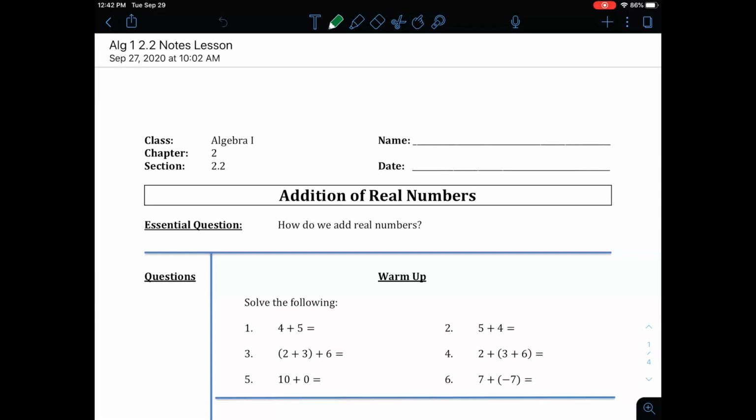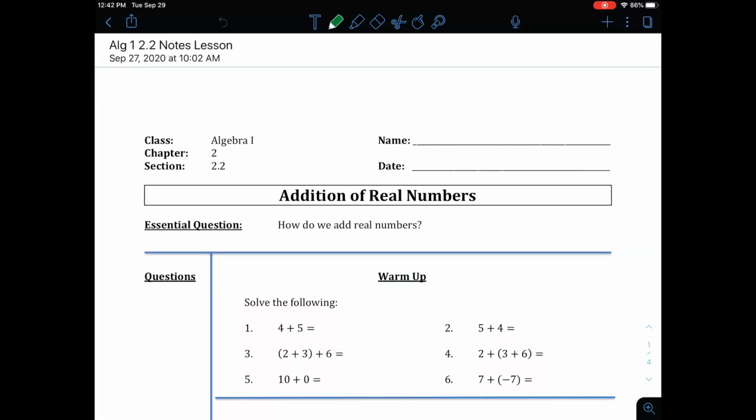We're doing 2.2 today, and the name of the lesson is addition of real numbers. Our essential question is, how do we add real numbers? So we're doing some adding. We're going to be adding same signs, different signs. We're going to be doing some number line stuff. We're also going to be doing some properties, which are going to be important too, okay?